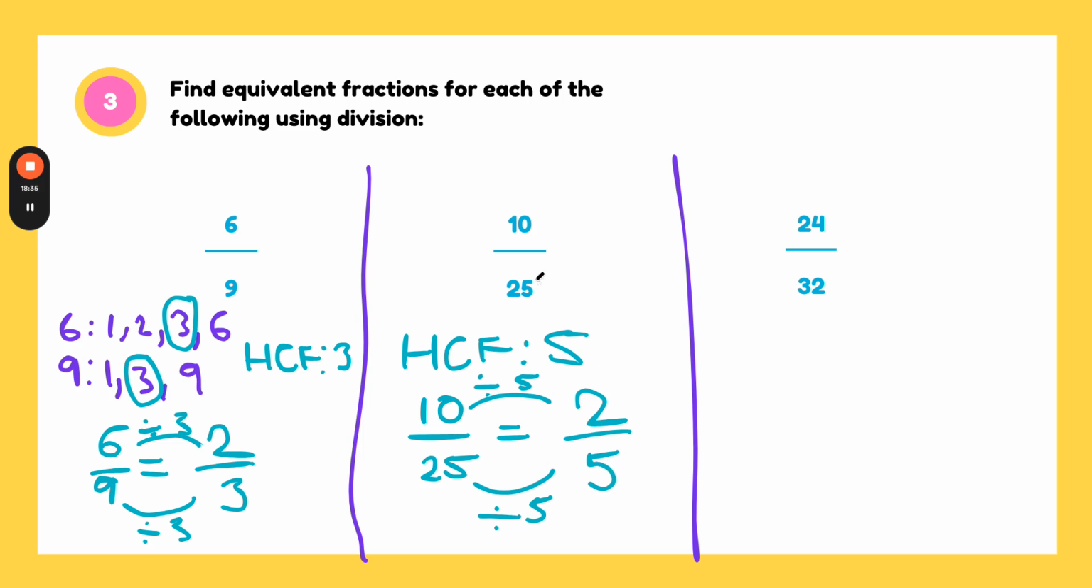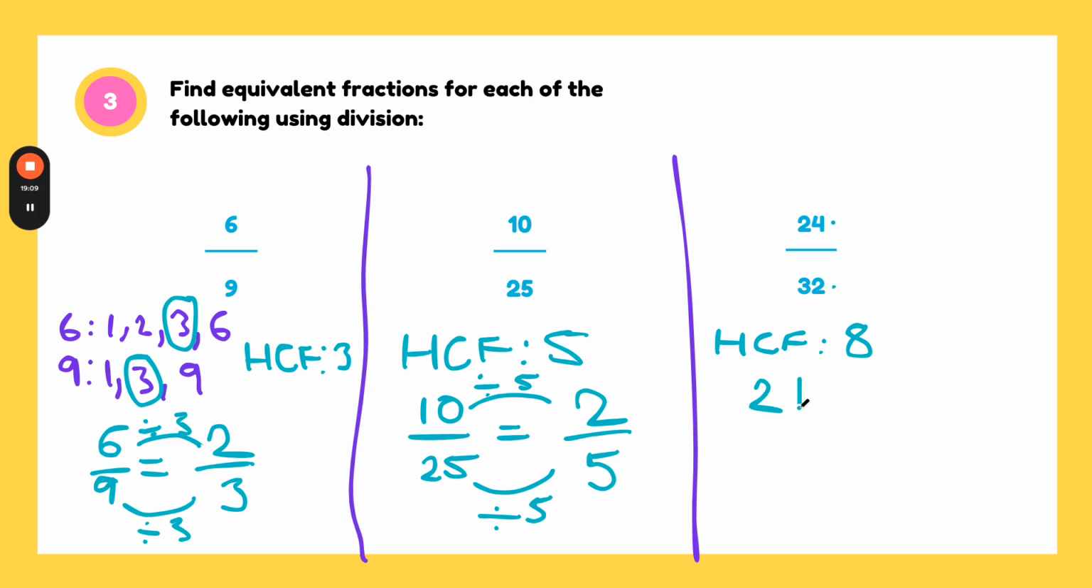2/5 is equivalent to 10/25. And the last one, 24/32. Our highest common factor would be 8, because 8 divides both into 24 and 32 with no remainders, and it is the highest number which divides completely into both numbers.